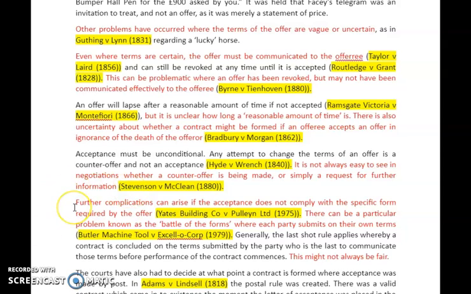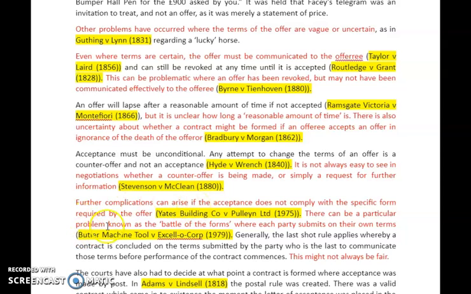We've got more complications with acceptance if it doesn't comply with the specific form. So if the person has said you need to accept by email, and then someone tries to accept by another method, and that comes from Yates Building Co.